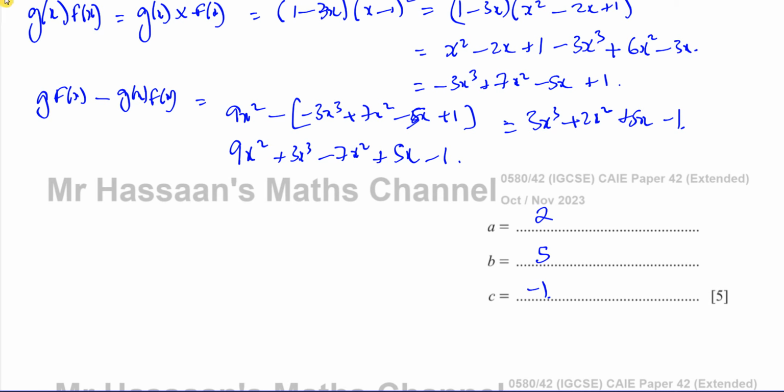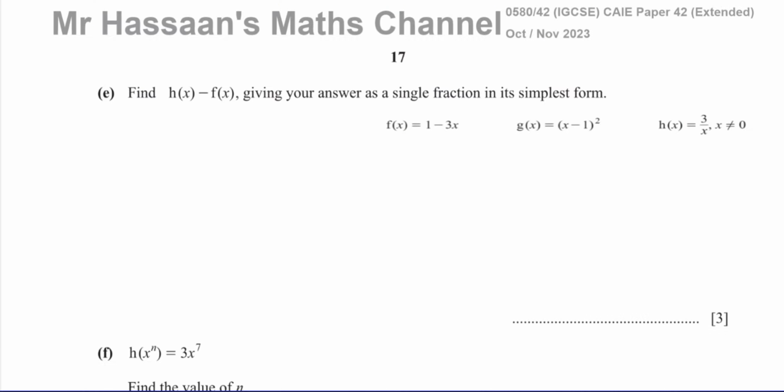Now, the next page, it says find h of x minus f of x, giving your answer as a single fraction in its simplest form. So we have h of x, which is 3 over x, minus f of x, which is 1 minus 3x. Be careful about the signs. You have to protect it with this bracket. So we end up with 3 over x minus 1 plus 3x.